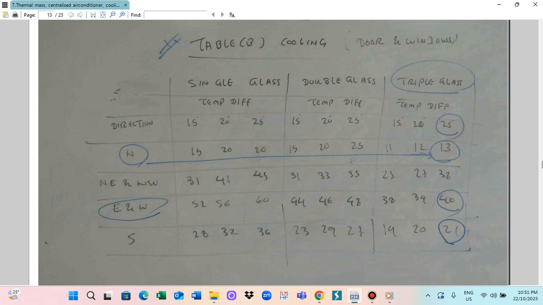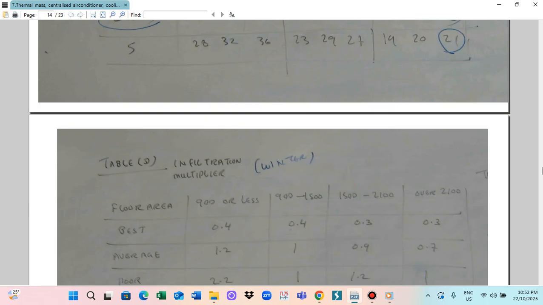In this case, this is the cooling load for doors and windows. There will be single glass, double glass, and triple glass. For the north side wall, you use triple glass. Temperature difference at 15 degrees has coefficient 11, 20 degrees has 12, and 25 degrees has nothing. For east and west walls, temperature difference at 15 degrees has coefficient 38, 20 degrees 39, and 25 degrees 40. For the south wall, temperature difference 15 is 90, 20 is 20, and 25 is 21. So those are the cooling loads for doors and windows. Another table given is the infiltration multiplier.